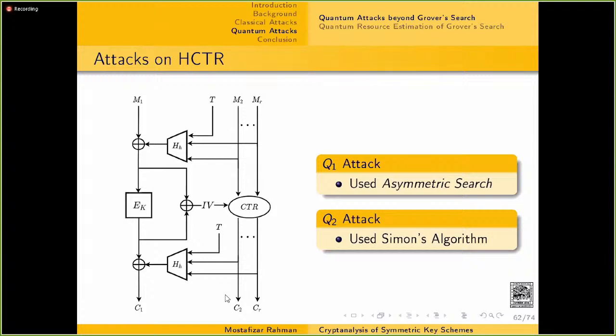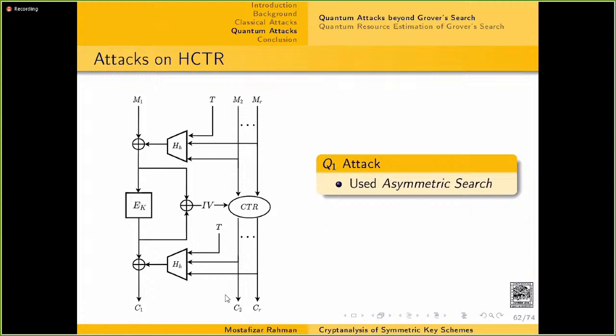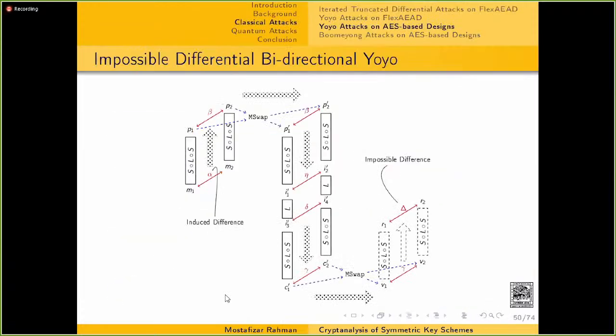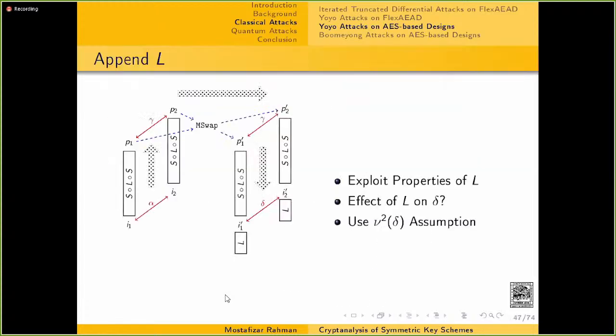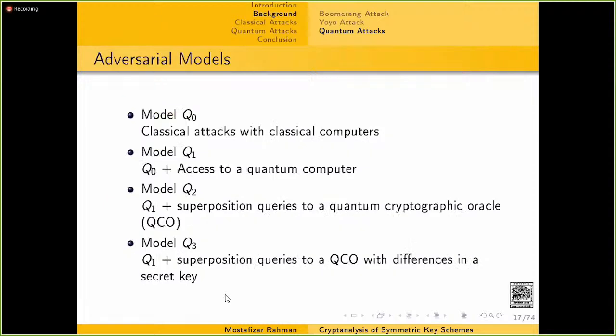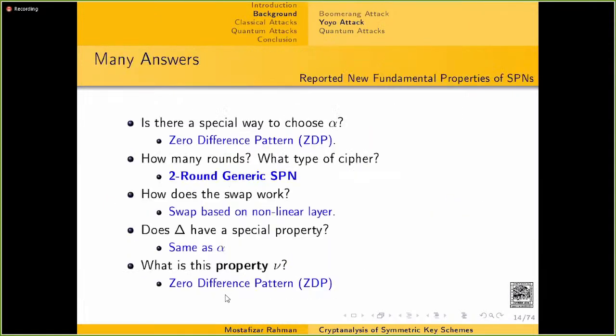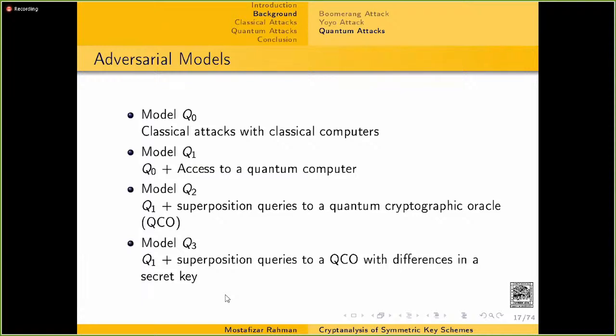And how practical are the Q2 and Q3 models? That means they are using quantum machines. Could you please go back to the slide where there are Q1, Q2, Q0? This one, sir? Yeah, this one. Okay. So this quantum cryptographic oracle, what do you mean by that? By quantum cryptographic oracle, I mean an oracle that accepts superposition queries.